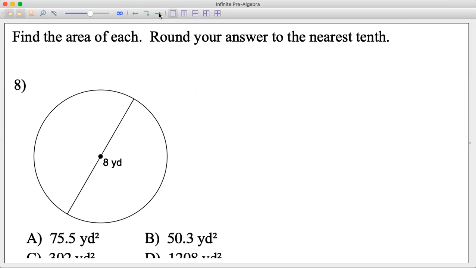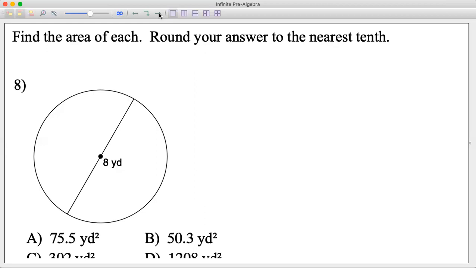So it's 4. So area is equal to pi times 4 squared. 4 squared is 16. Not 8, it's 16. We said pi is awfully close to 3. For me, if it's multiple choice, I'm not going to waste the time doing 3.14. I'm looking at the answers. One says 75, one says 50, one says 300, one says 1200. They're so far apart, I don't need to multiply by 3.14.